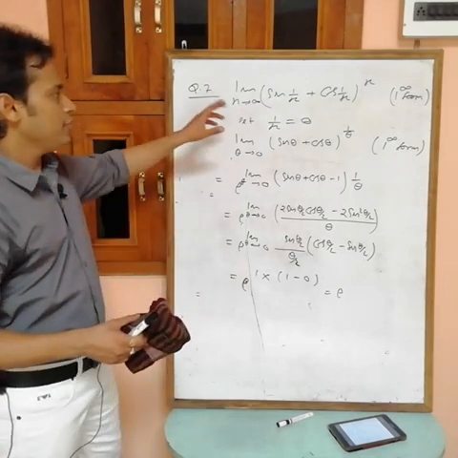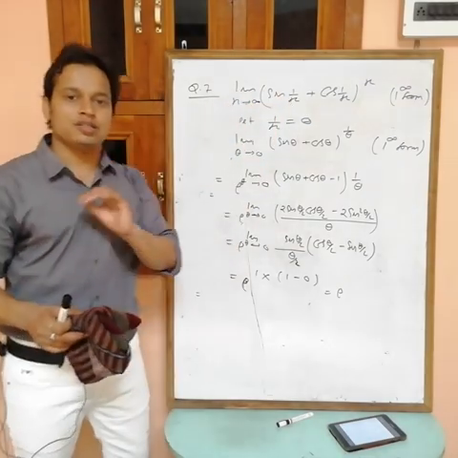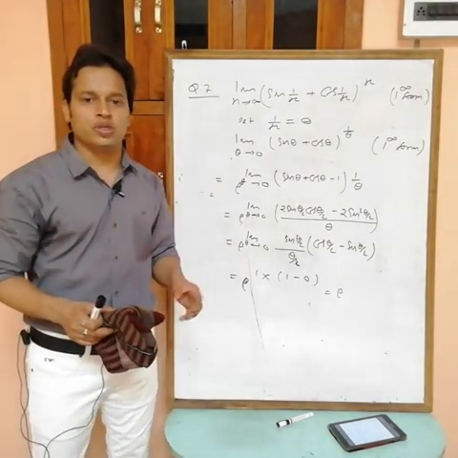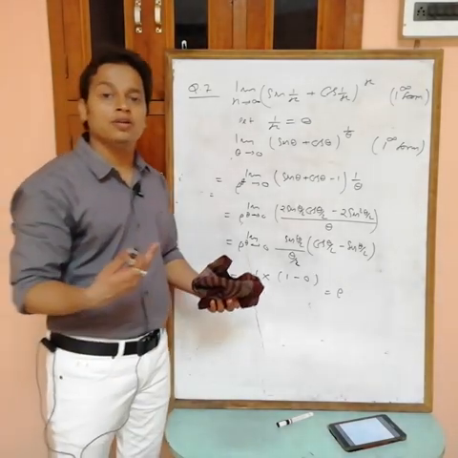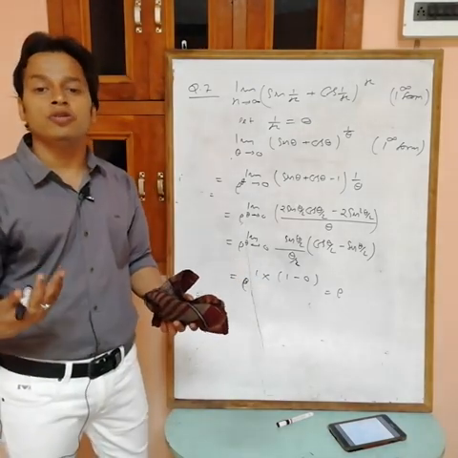So anytime if you know the function in terms of 1 by x and x is tending to infinity, then you can use this one: replace x as 1 by t or 1 by theta. It means 1 by t, then you will get limit for t tending to 0.